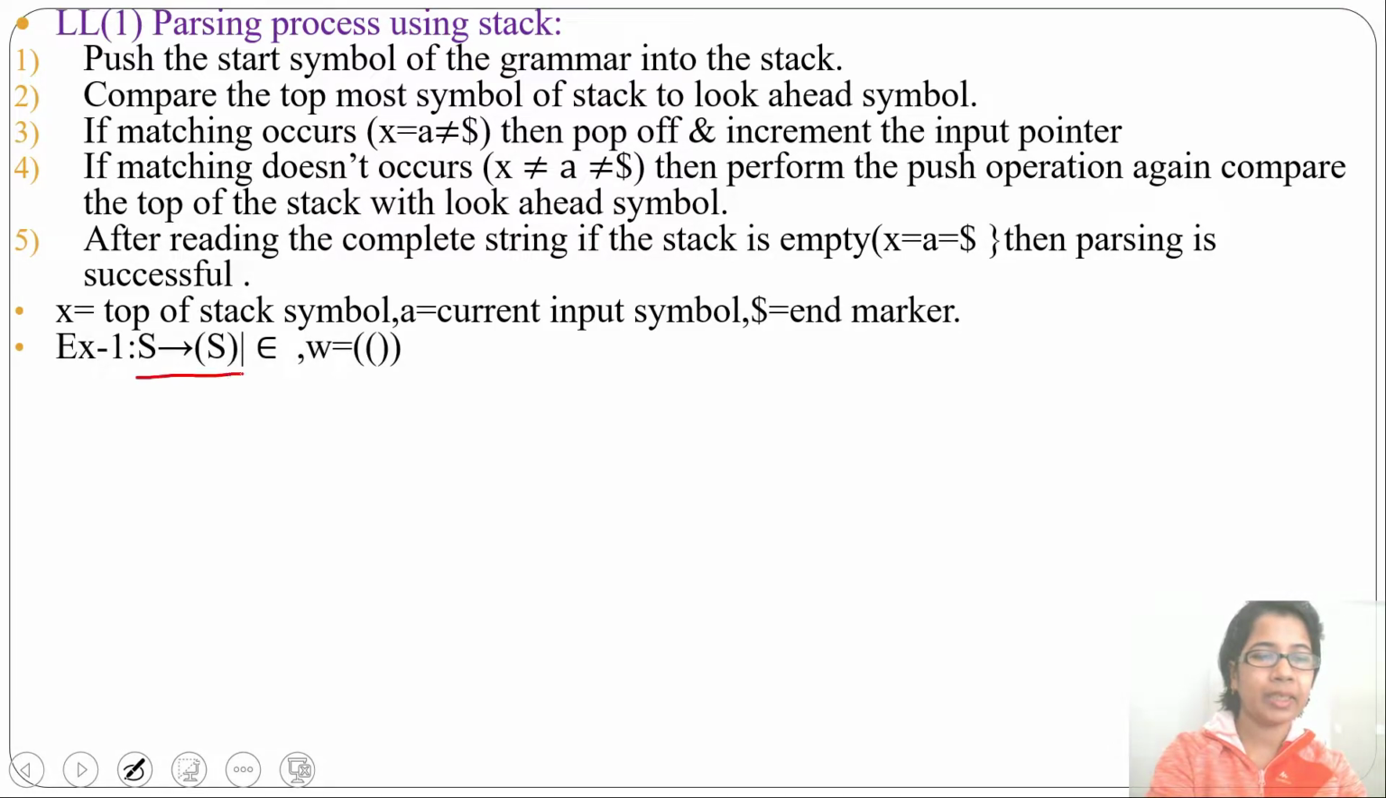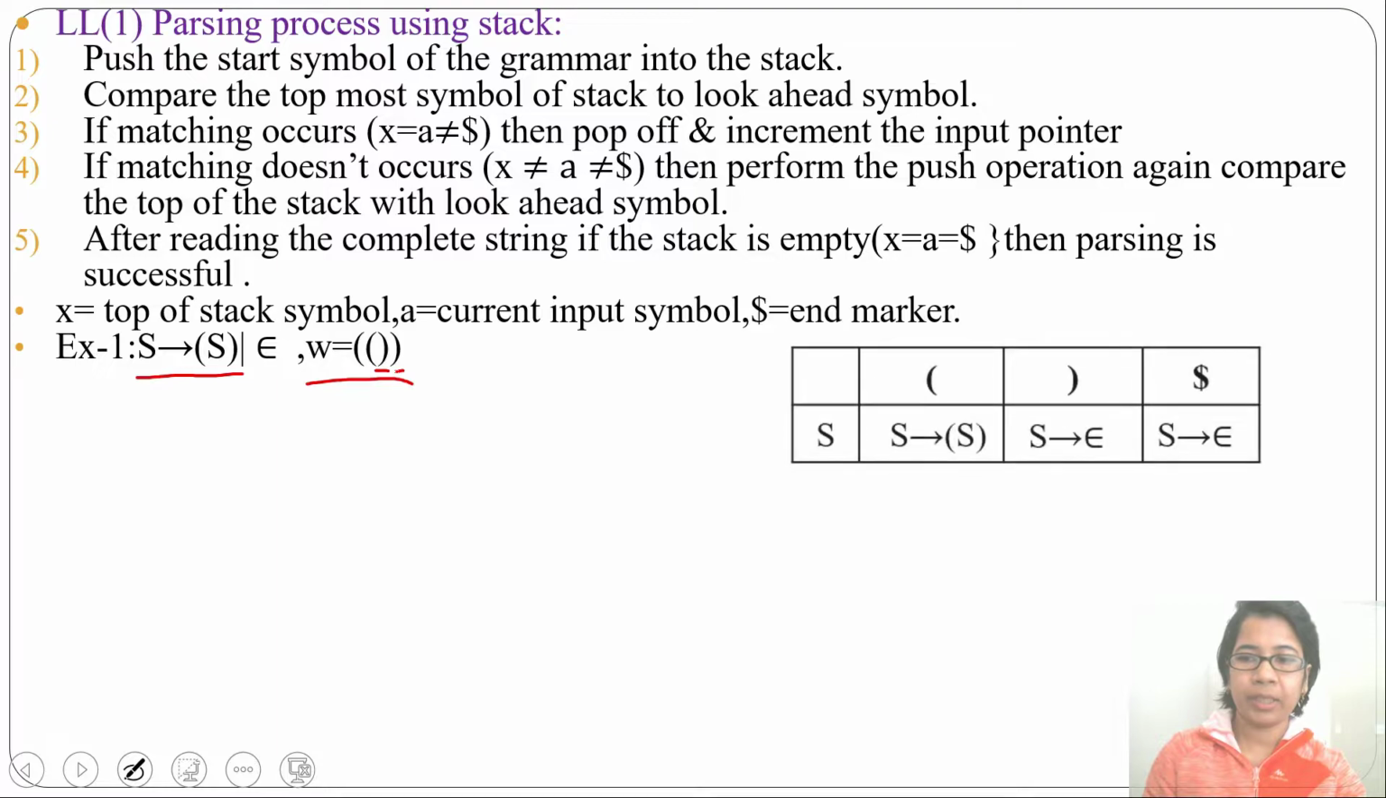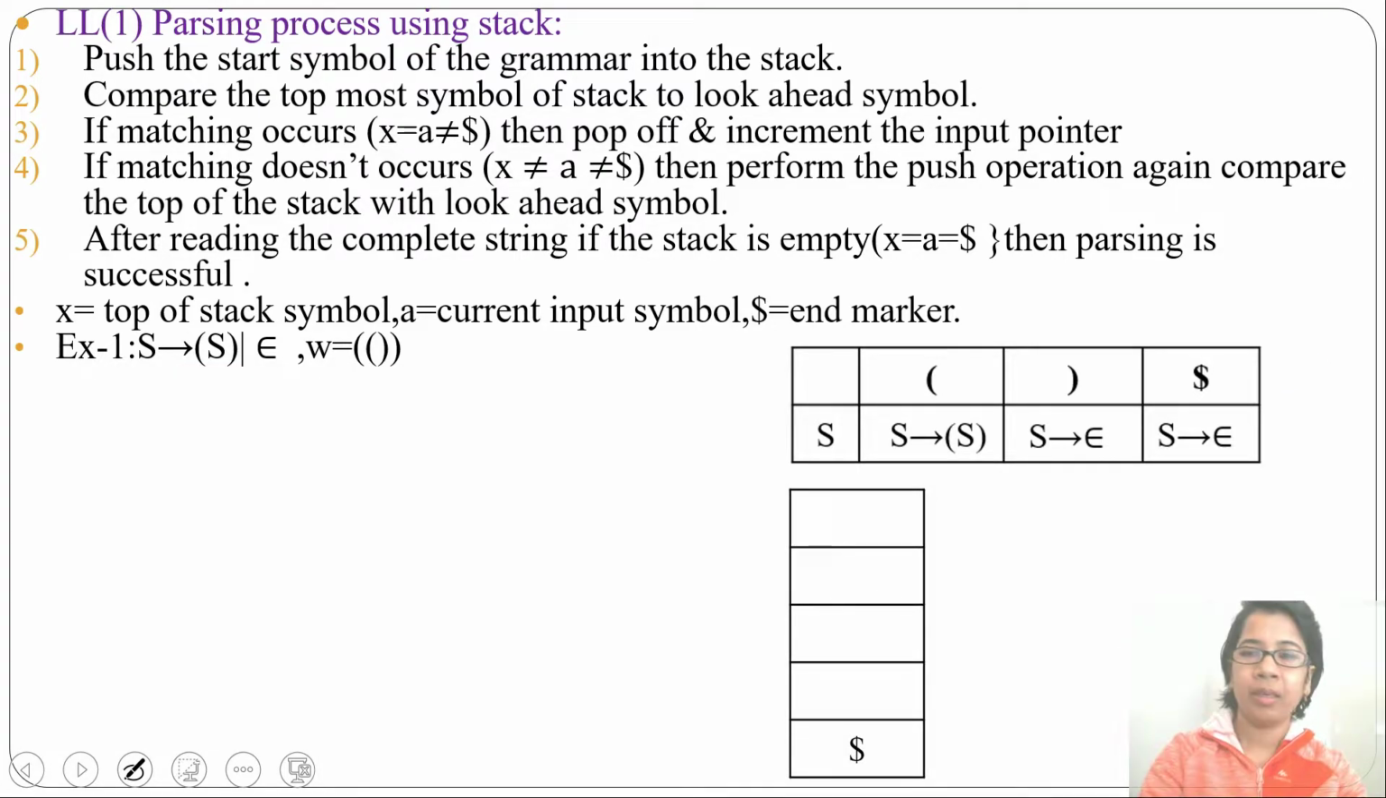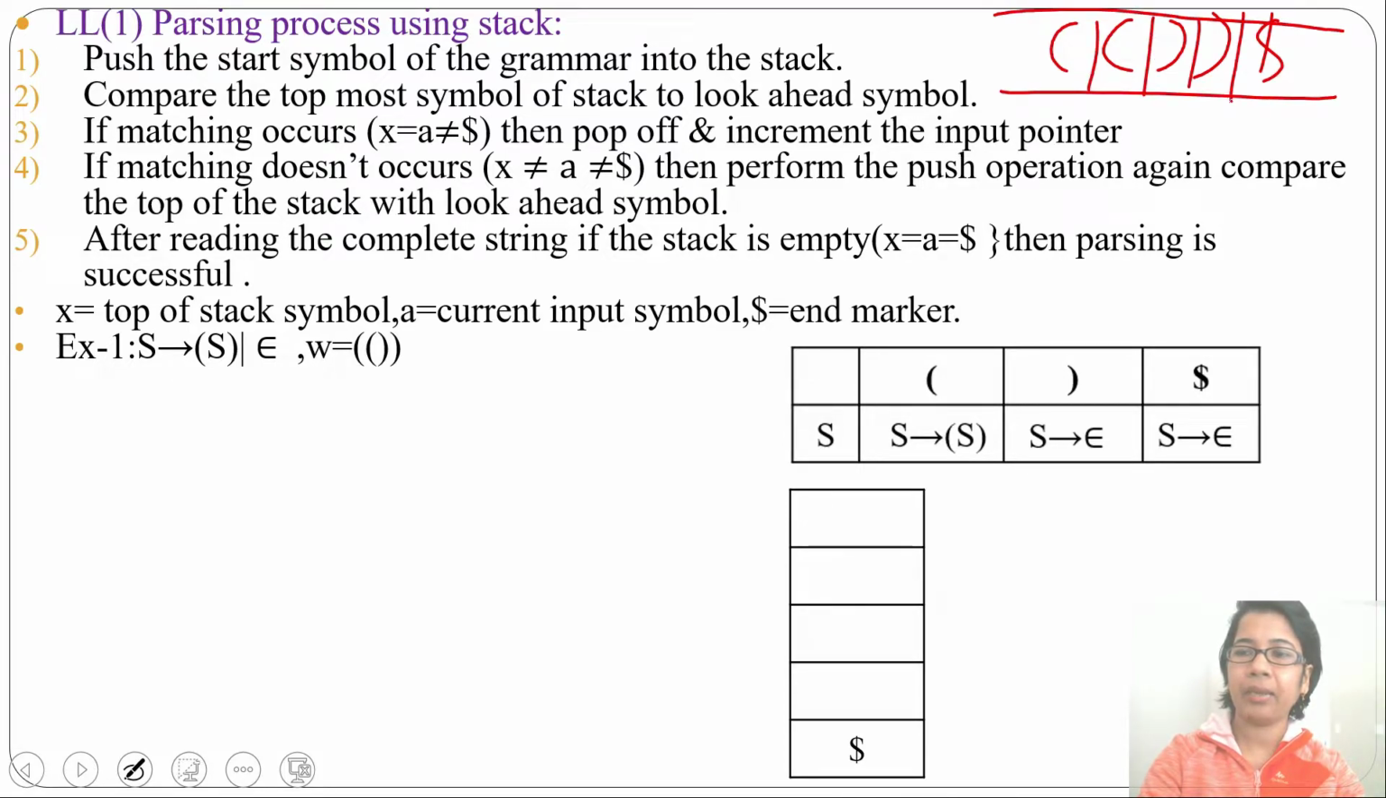Here the grammar is S derives start bracket S end bracket or epsilon, and the string we consider is start bracket end bracket. We already constructed the parsing table for this. I'm just writing the parsing table. You can go through that video on how to construct the parsing table, and we'll use a stack for this. Now what input string is given? The input string is start bracket, end bracket, and it will end with dollar. We need to check using the parsing table and the stack whether it is accepting or not. Initial input pointer will be here.